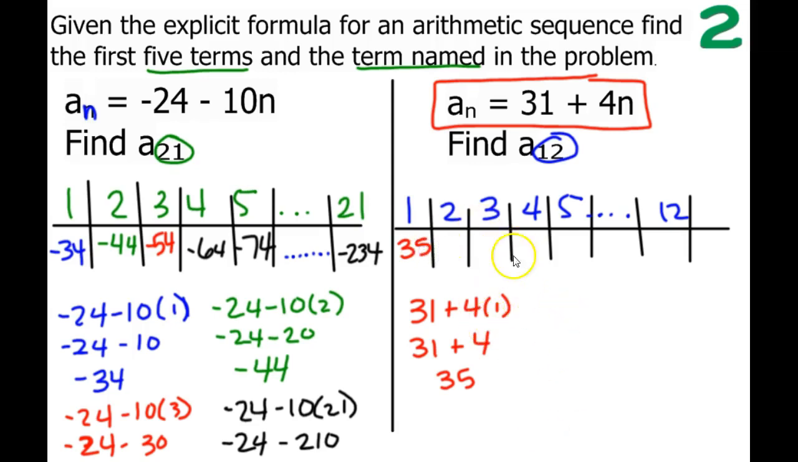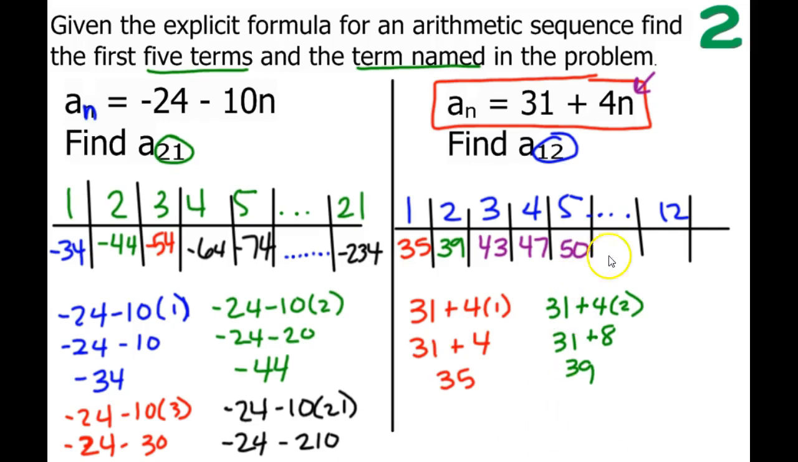Then I'm going to plug in a 2. 31 plus 4 times 2. Well, 4 times 2 is 8. So 31 plus 8 is 39. Then you guys can see what's going to happen. Every time you're just adding another 4 here, and that works. 35 plus 4 is 39. Plus 4 more would give you 43. Plus 4 more is 47. Plus 4 more will give you 51.